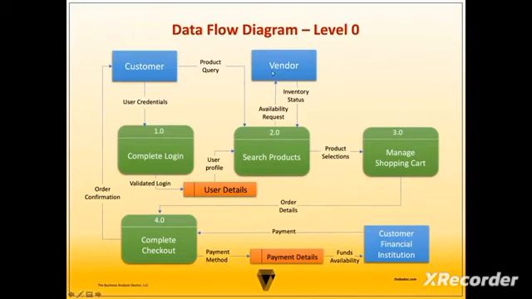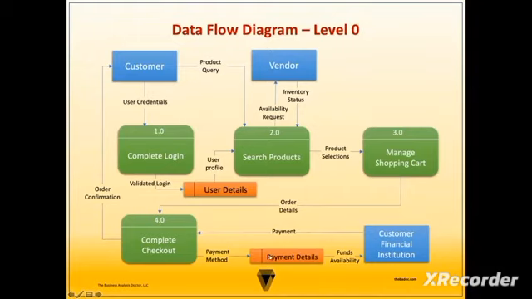From there, a product availability request is sent to the vendor. The vendor provides an inventory status, which allows the customer to select the products that are available. The product selection gets sent to the shopping cart, and the total amount for the finalized order details are sent to the checkout page. Here, the customer selects a payment method.